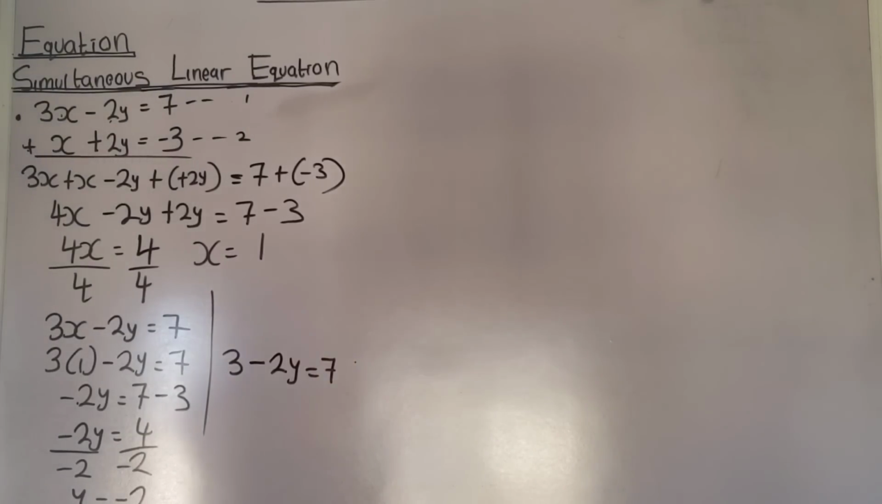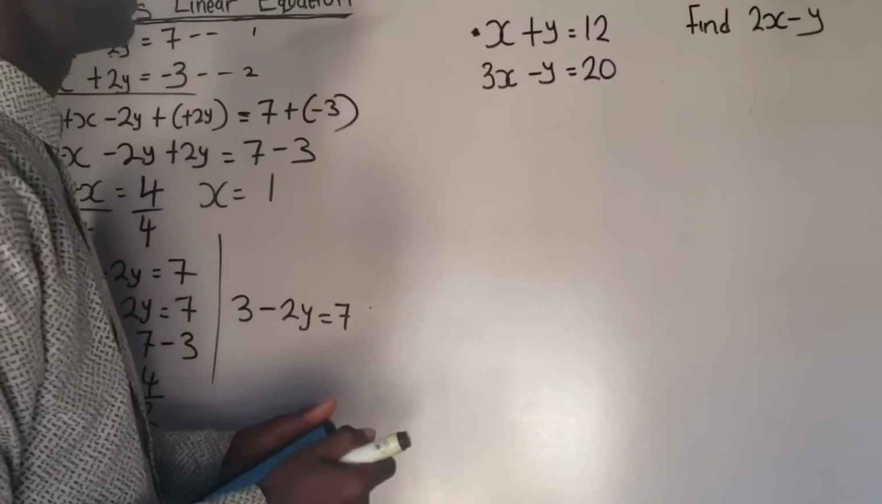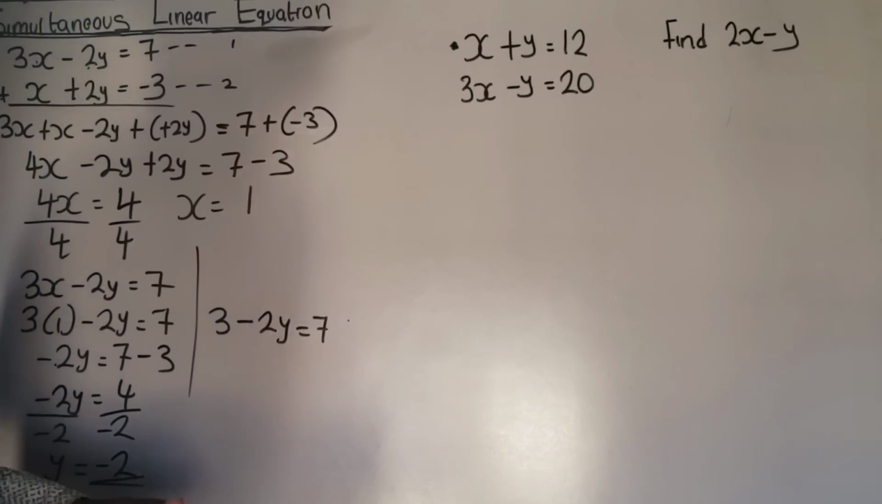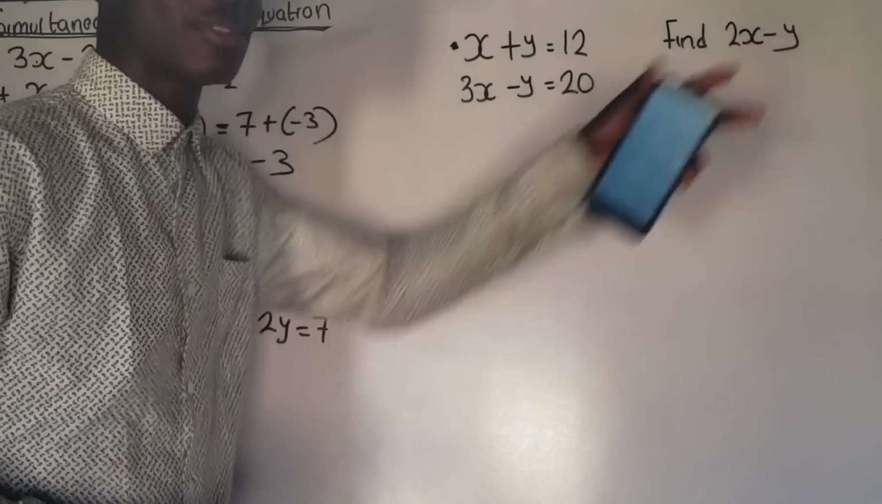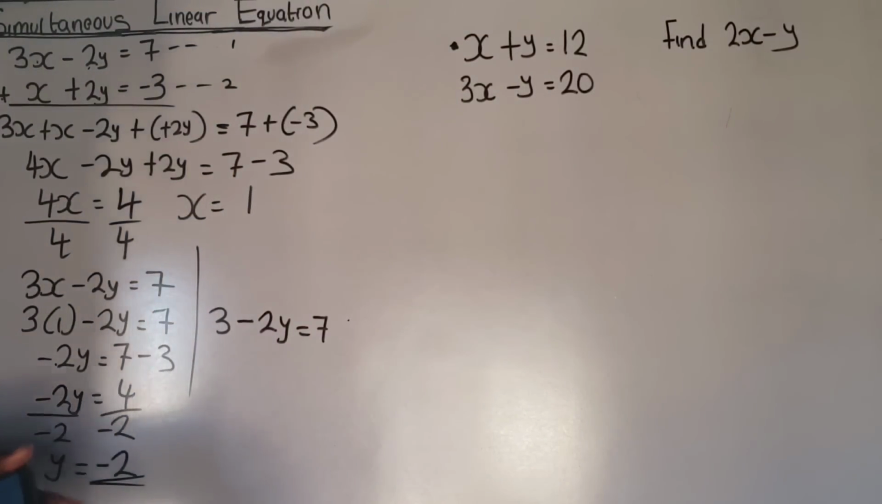Okay. Let's have another question. Question 2. If x plus y is equals to 12 and 3x minus y is equals to 20, find the value of 2x minus y. Okay. Now you can see, how do we go about this question? We are going to use elimination method to solve this.